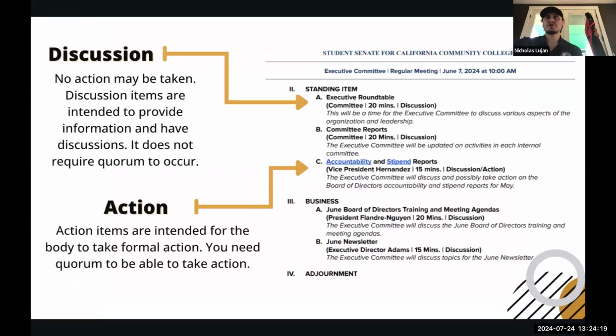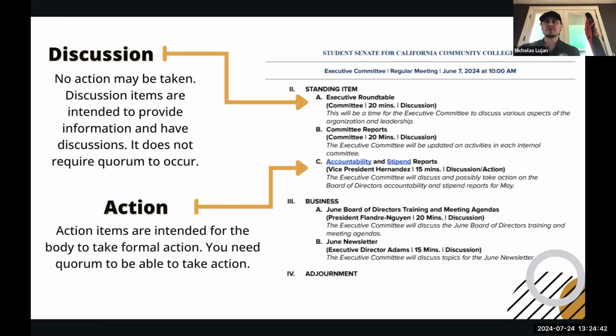So we will go over the difference between discussion and action. For a discussion, no action may be taken. It's a discussion. Think of it as a think tank opportunity. Discussion items are intended to provide information and have discussions. It does not require quorum to occur.